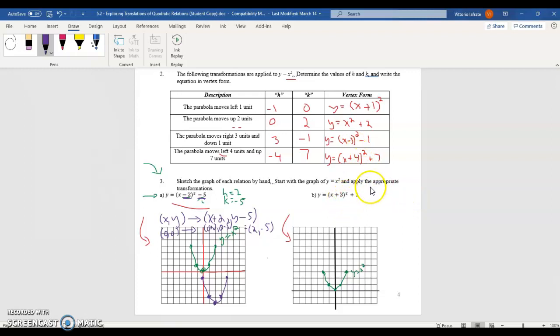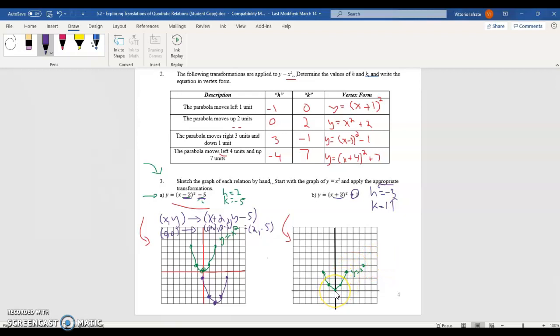Let's write down our h values here. Our h value is positive in there, so that means our h is negative 3, so we're going to have a horizontal translation to the left by 3 units. And this is our k value. K is positive 1, which means that we're going to go up by 1 unit. So let's look at our y is equal to x squared and do those transformations.